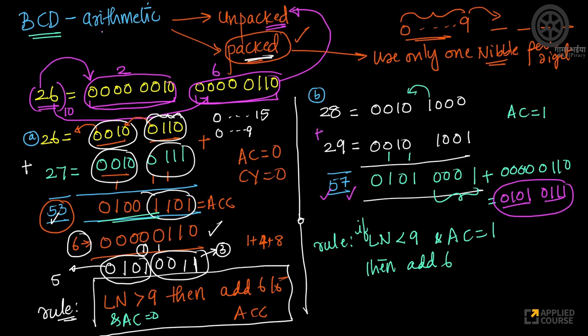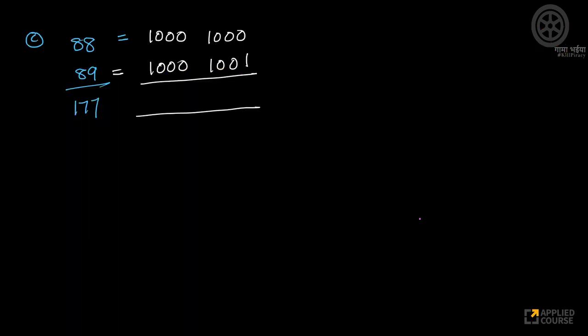So what do we do for BCD arithmetic? If it's in a packed form, you simply first add, then you apply these rules. The first rule says, if the lower nibble is greater than 9 and accumulator equals 0, add 6 to the accumulator. The next rule says, if your lower nibble is less than 9, but accumulator equals 1, even then add 6. This is the second case. Let's look at the third case also now. This is a very interesting case.